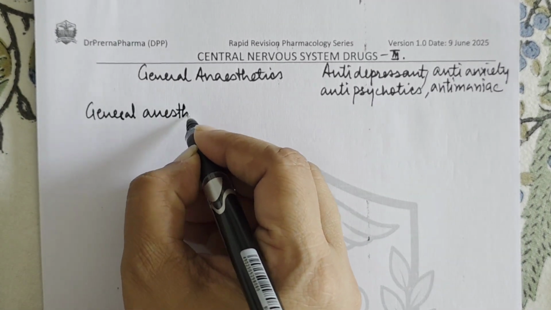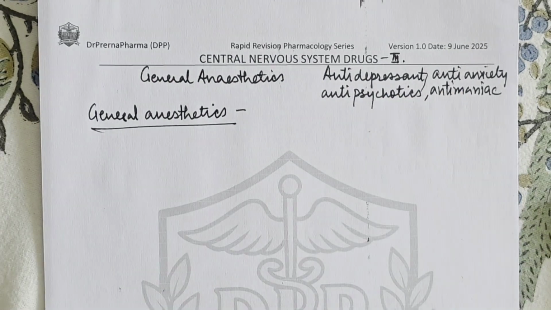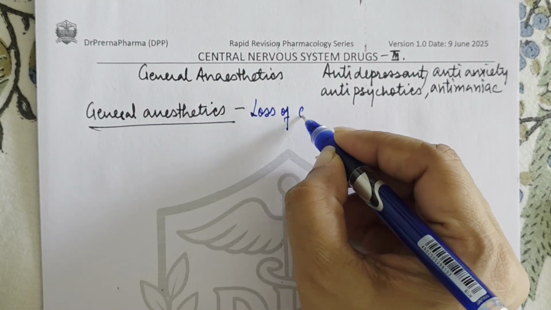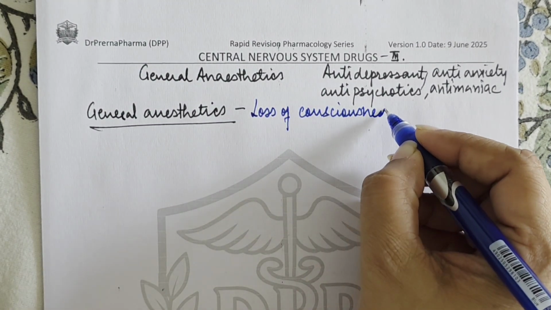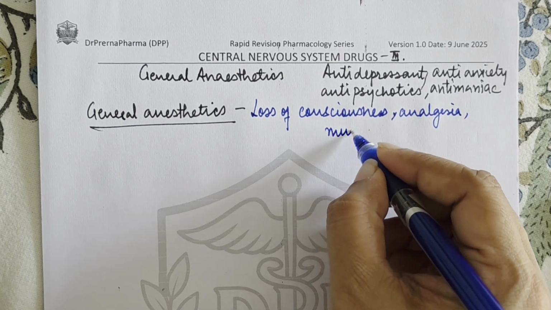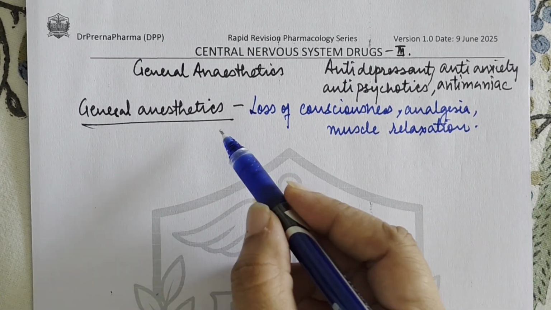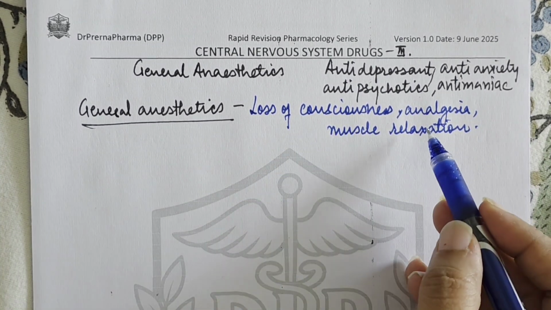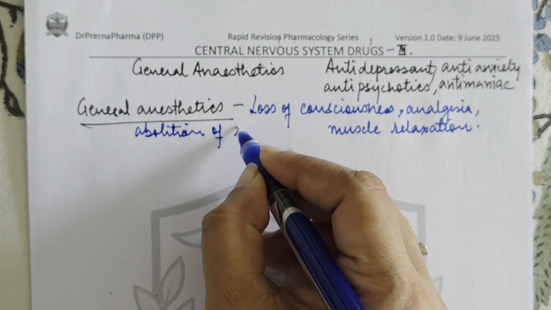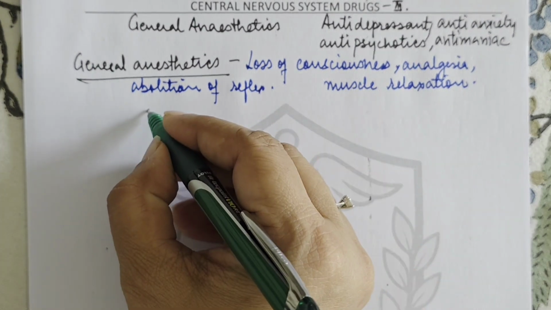Now, what are these general anesthetics? Basically these are drugs that cause loss of consciousness, right? And along with that they also cause analgesia and muscle relaxation. So the features that we get with general anesthetics are loss of consciousness, analgesia, muscle relaxation, and also abolition of all reflexes, right?